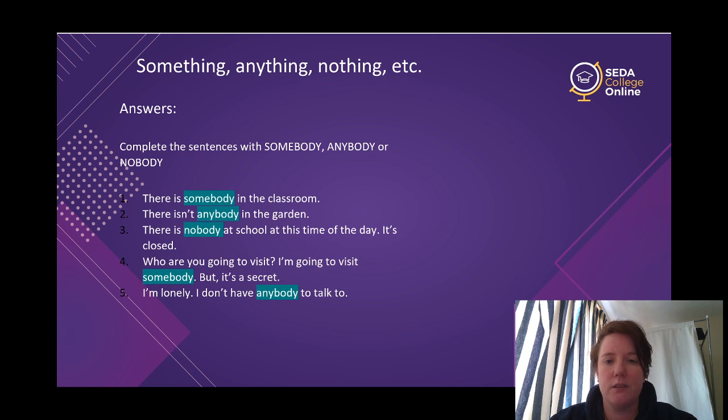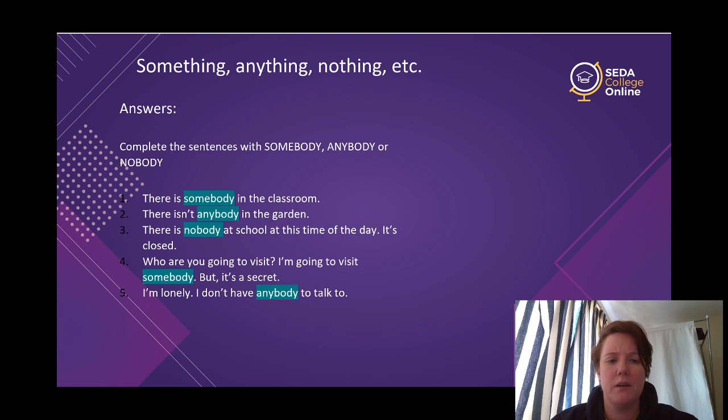Okay, so guys, let's go through this. Number 1, there is somebody in the classroom. There is somebody. So I'm using positive here. Number 2, this is negative. There isn't anybody in the garden. So guys, you cannot say there isn't somebody because it doesn't make sense, okay? So you have to use there isn't anybody. So if you're talking negatively, you have to use a negative, which is anybody we use in this.